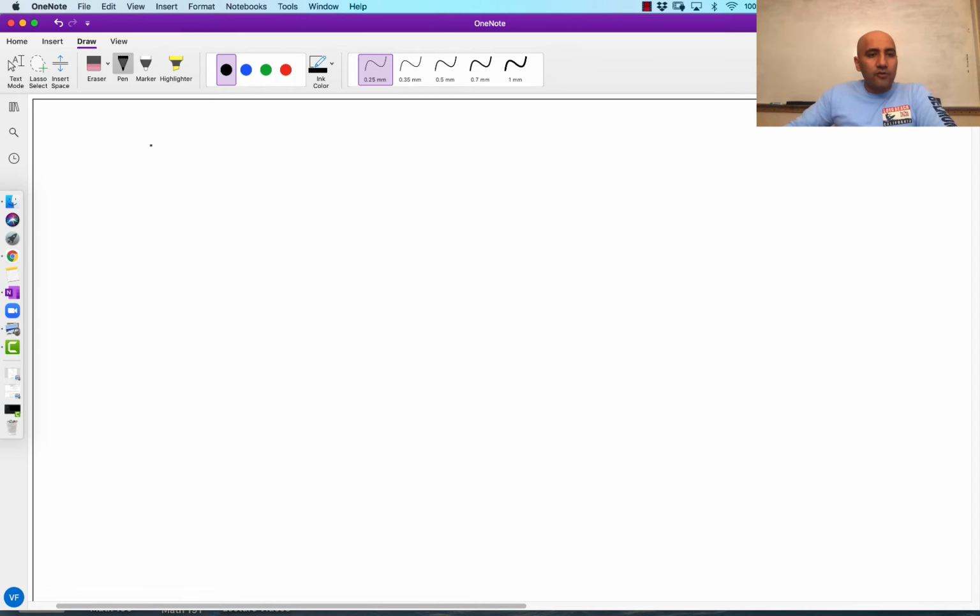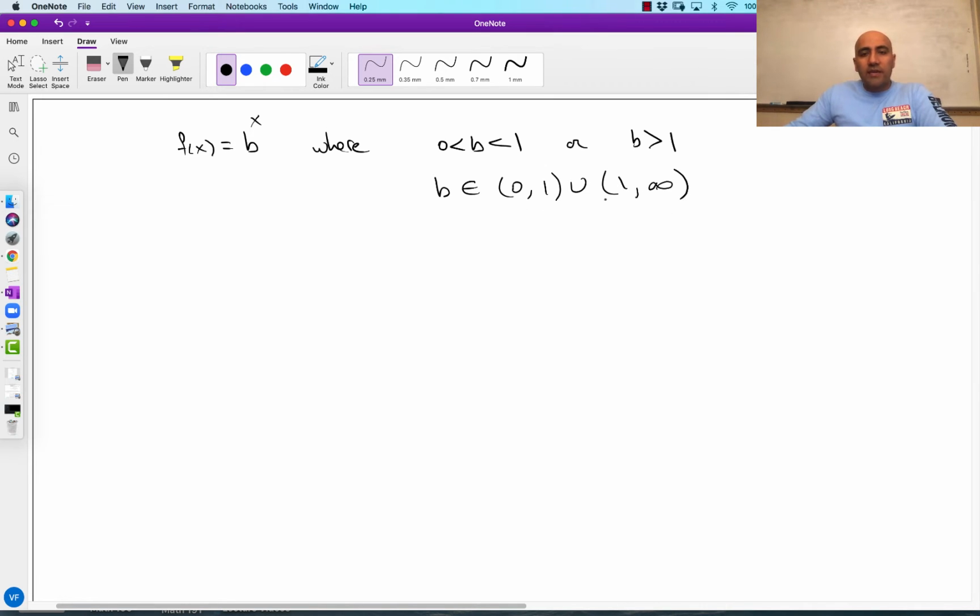Recall that if we have a function of the form f of x equals b to the power of x, where b is allowed to be a value somewhere between 0 and 1, not including 0, not including 1, or b is allowed to be a number strictly greater than 1. Another way of saying this is that b is a member of the set from 0 to 1 unioned with 1 to infinity. So it's allowed to be any positive number, we don't include 0, we don't include 1.